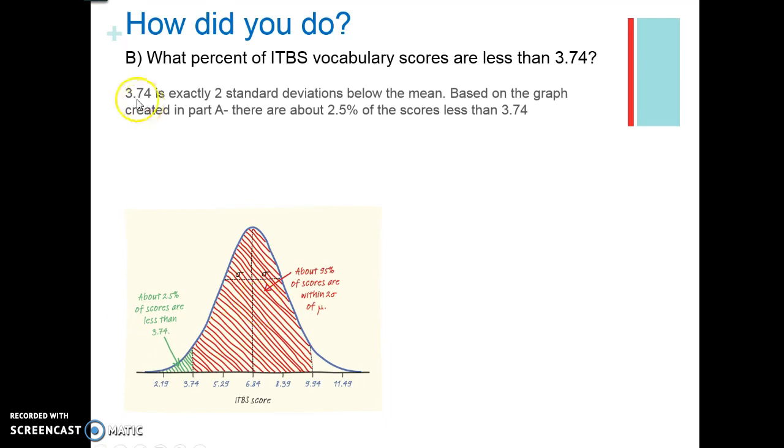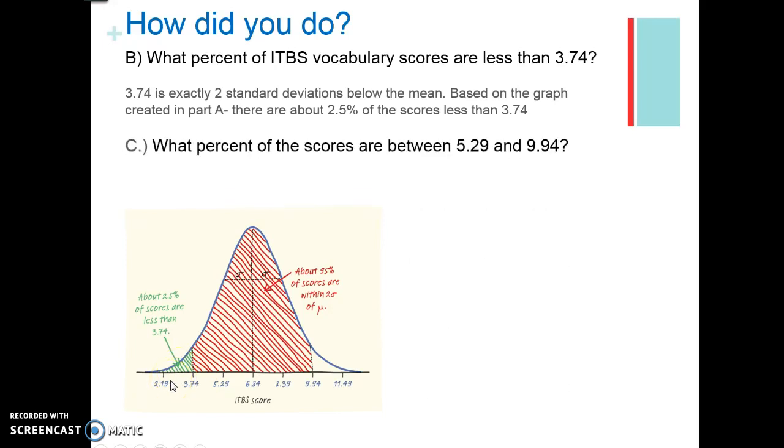Okay, so if you take a look at this, 3.74 is exactly 2 standard deviations below the mean. So we want to know what is less than this part. Basically you're adding up all the rest of these percentages. That's why it's helpful if you label, like, this is 34%, this is 34%, this is 13.5, this is 13.5, and then you can add the percentages below 2 standard deviations below the mean. Okay, so what percent of scores are between 5.29 and 9.94? Let's go ahead and try that. Pause it and then take a look at the answer.